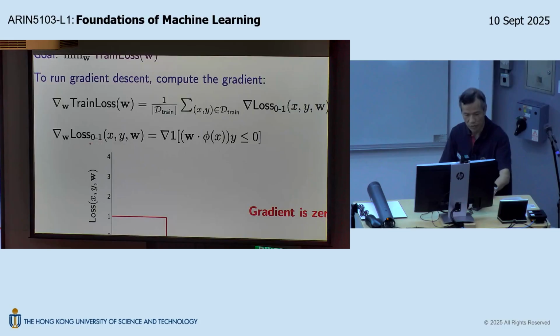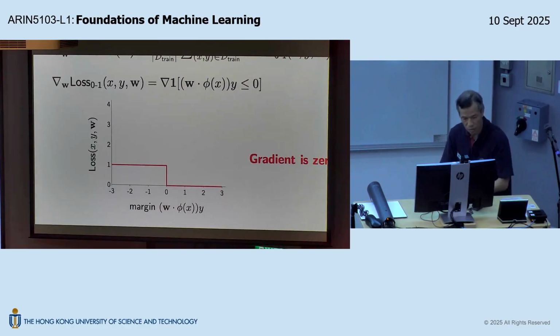Recall that we have the 0-1 loss, and equivalently on the previous slide, you can also write it this way. And when you look at the gradient, recall the diagram. So this is the loss. You want to compute the gradient. Gradient is just a derivative. So the derivative of this is equal to what?